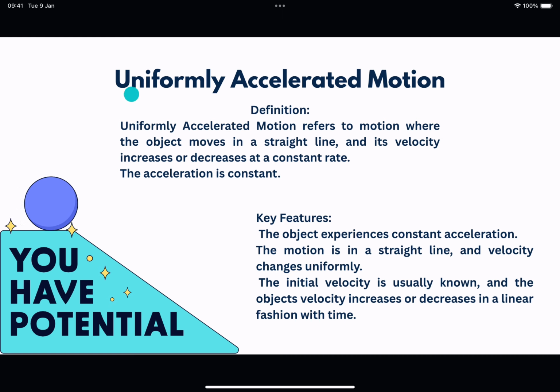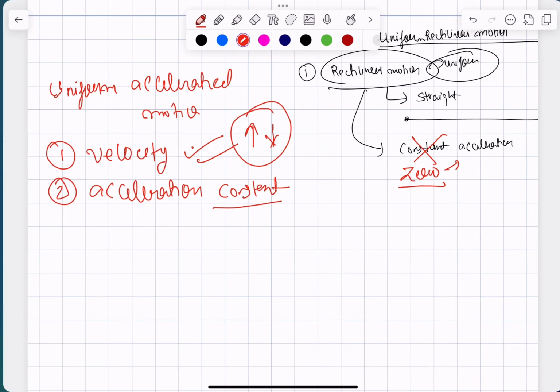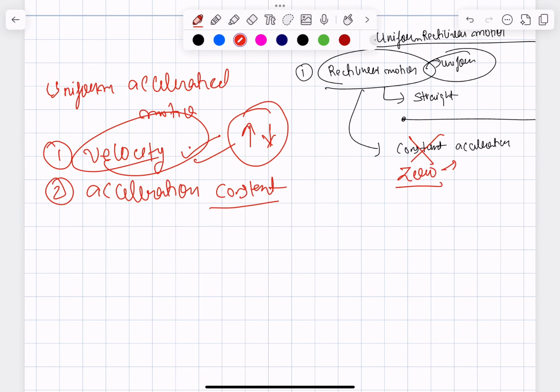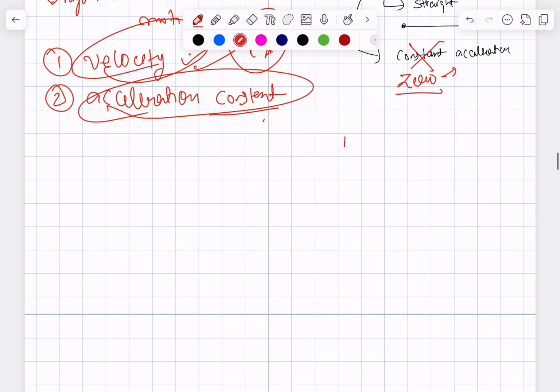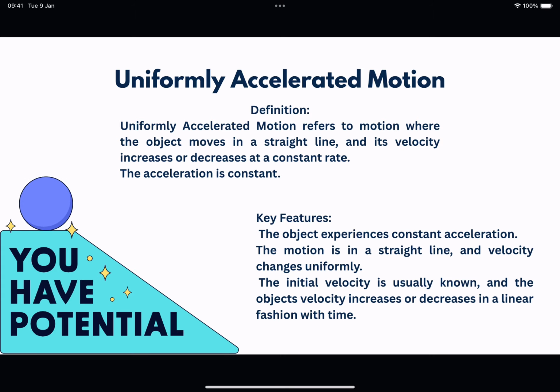So in this uniformly accelerated motion, we need to remember two important things, and we already discussed them. The first one is that the velocity will either decrease or increase, and the second is that the acceleration remains constant. I hope until now we are clear with the concept of uniform rectilinear motion, that is URM, and with uniformly accelerated motion, that is UAM. Okay, without wasting time, let's move to the third topic.